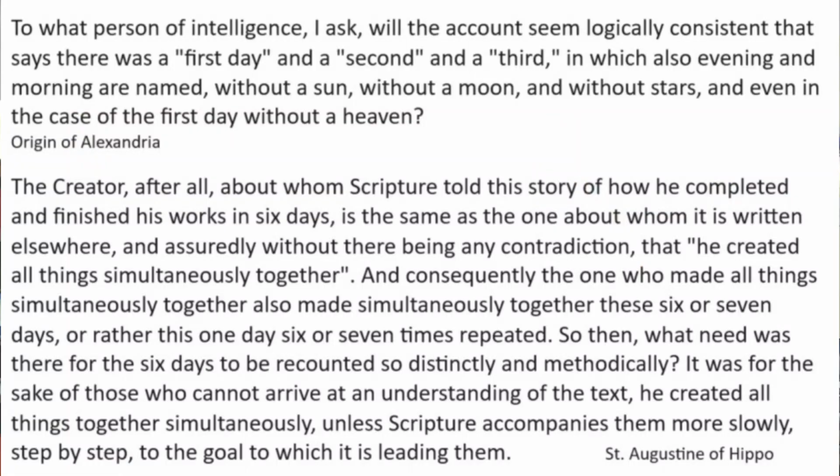Other saints, though, would actually say this. This is what Origen of Alexandria, one of the church fathers, says. He's a pretty influential church father. He says this: to what person of intelligence, I ask, will the account seem logically consistent that says there was a first day and a second and a third, in which also evening and morning are named, without a sun, without a moon, and without stars, even in the case of the first day without a heaven?